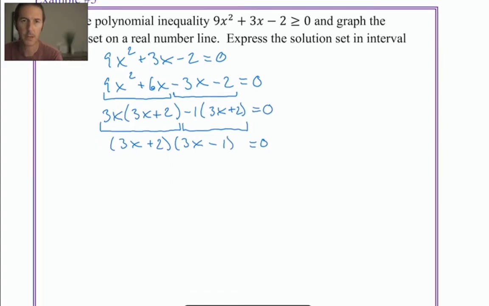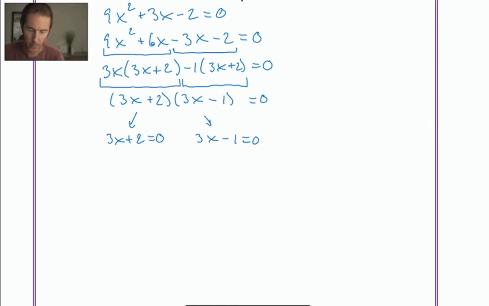And then the zero product property says that when you're multiplying two things together and the result is 0, there are only two ways to make that happen. Either the first factor must be 0, or we have to figure out a way to make the second factor equal to 0. And an x value of negative 2/3 will make that happen, and an x value of positive 1/3 will make this happen.